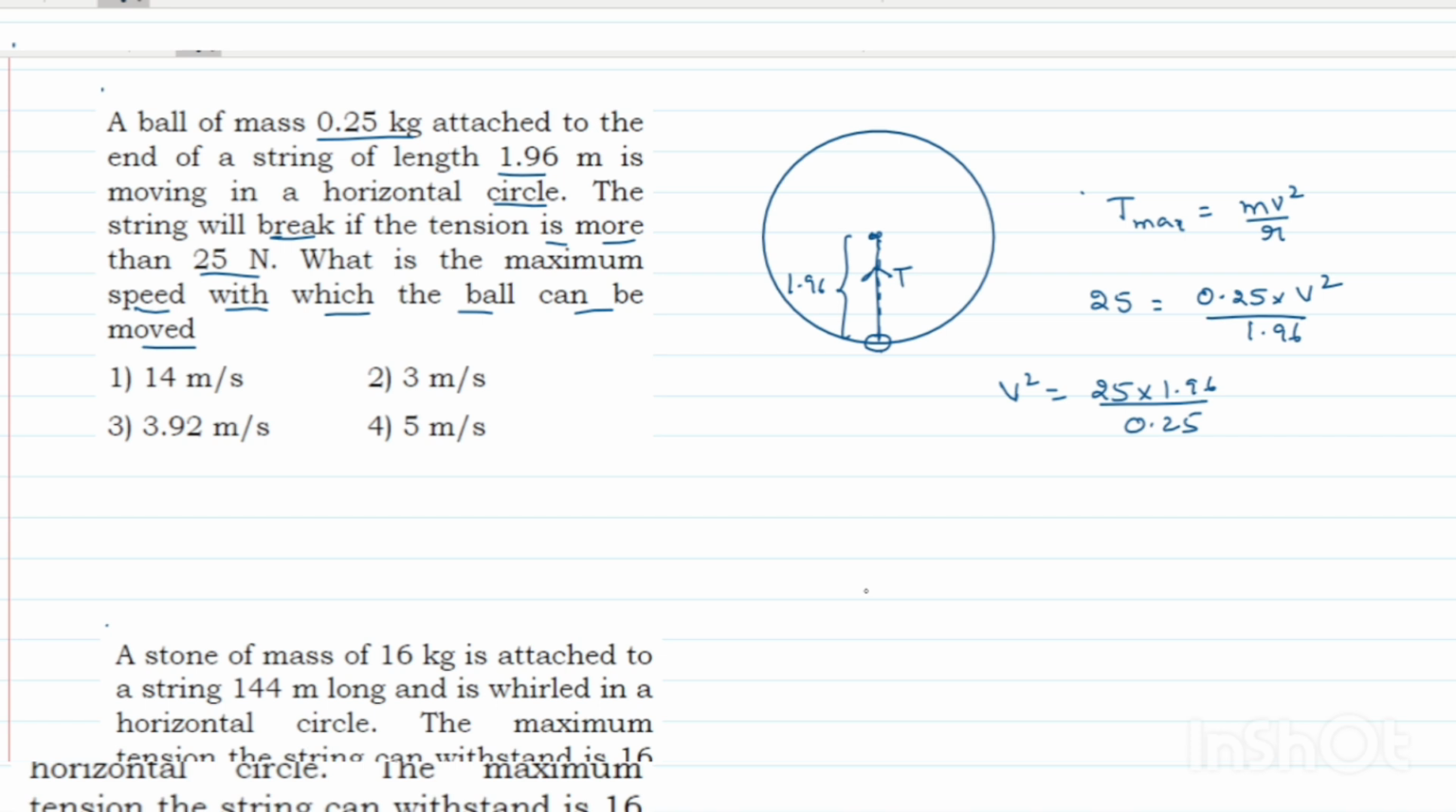1 by 4 in the sense 4 into 25 we get as 100. 100 into 1.96 we get 196. Then the maximum speed value is 14 meter per second.